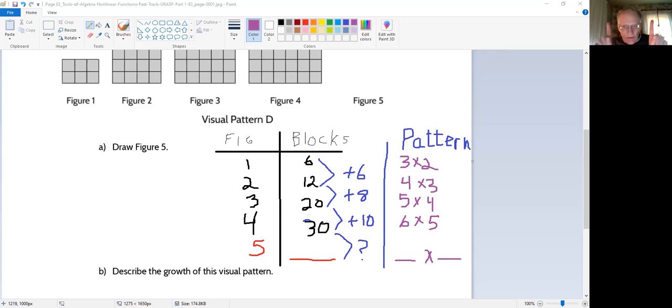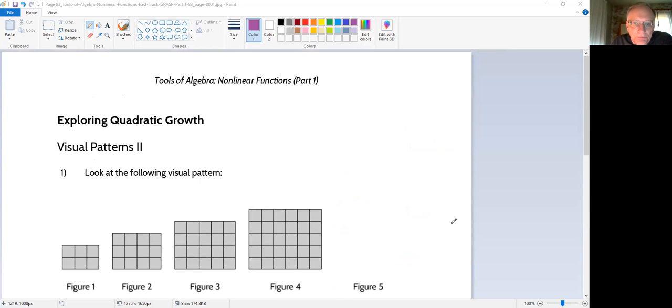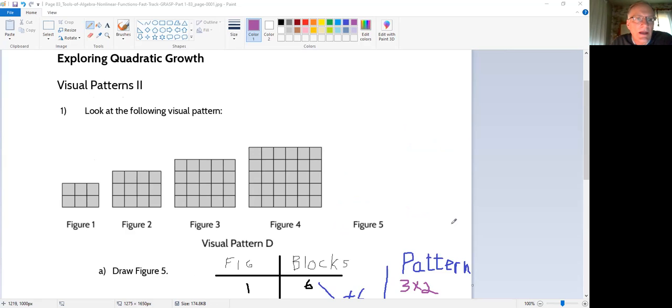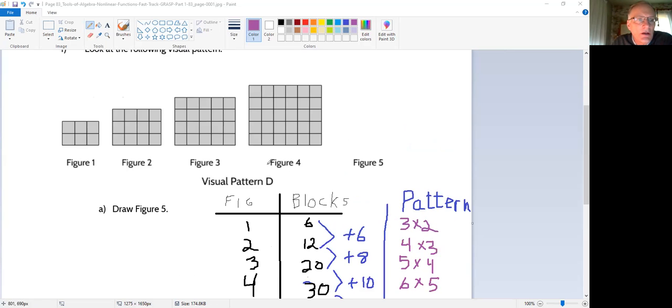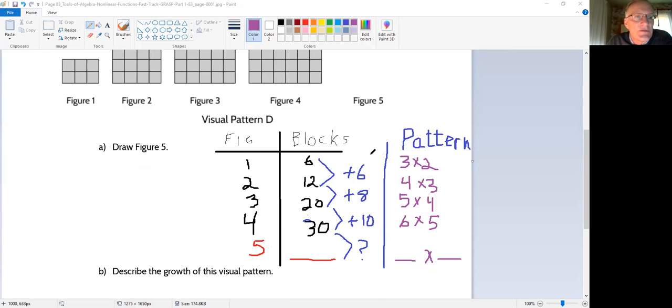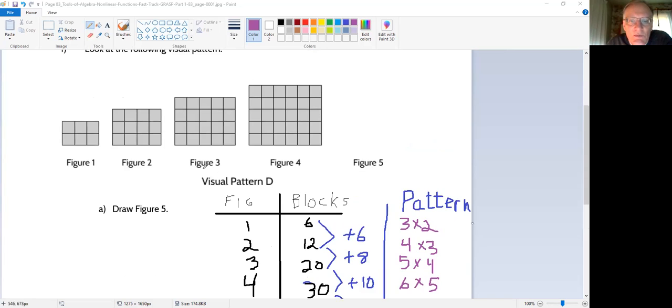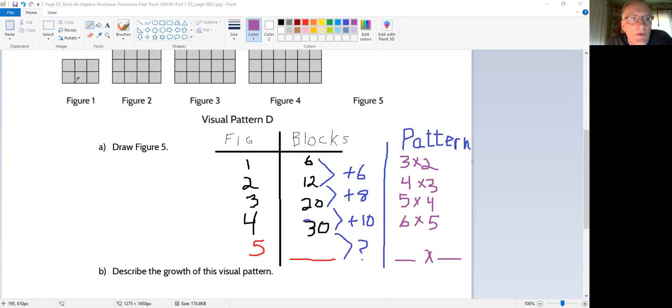Okay, so hopefully if I did this right, it's my first time, you should see on the share board page 83. And it has figure 1, figure 2, figure 3, and figure 4. Now we're going to try to figure out how many blocks are in figure 5. Well, let's see if we can, and you drew a very good table, and it was very good. Figure 1 has 6 blocks, right? So if we count them up, there's 6.